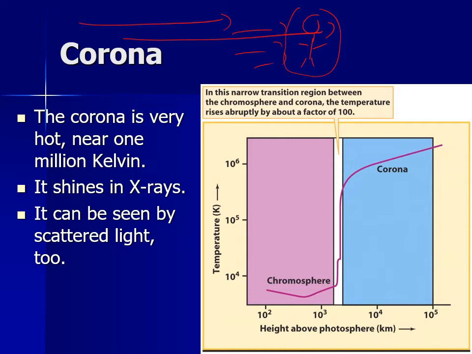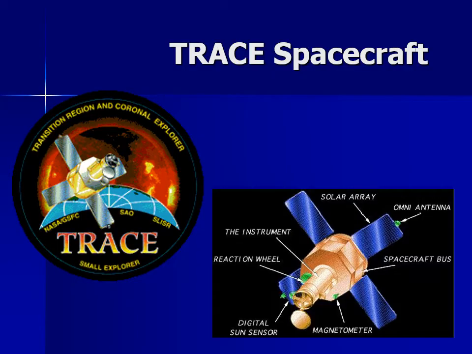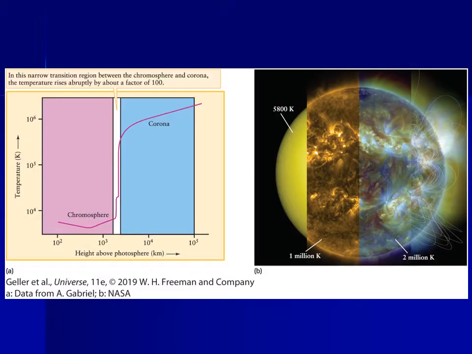There's sort of a transition region between the chromosphere and the corona, and we call that, astronomy way of naming stuff, the transition region. And so that's where the temperature increases drastically and the pressure decreases drastically. The TRACE spacecraft is a spacecraft that was launched by NASA to actually study the corona and transition region.